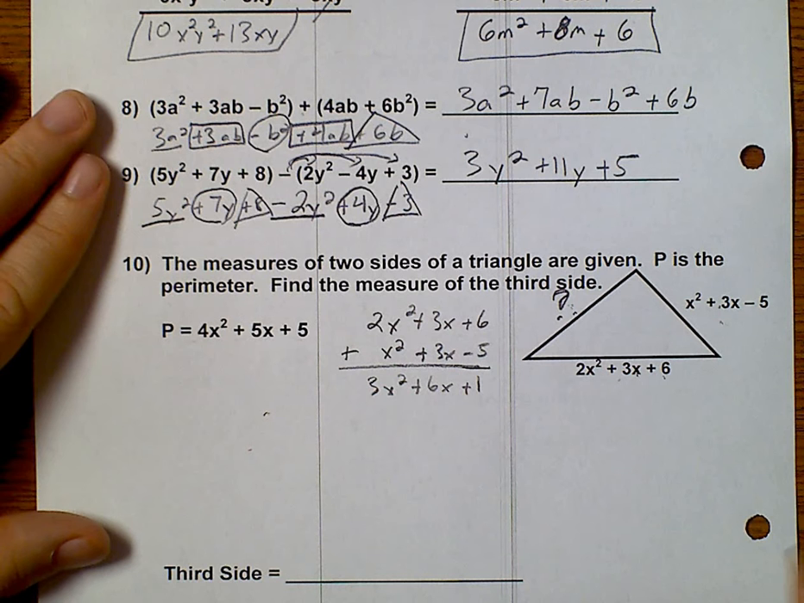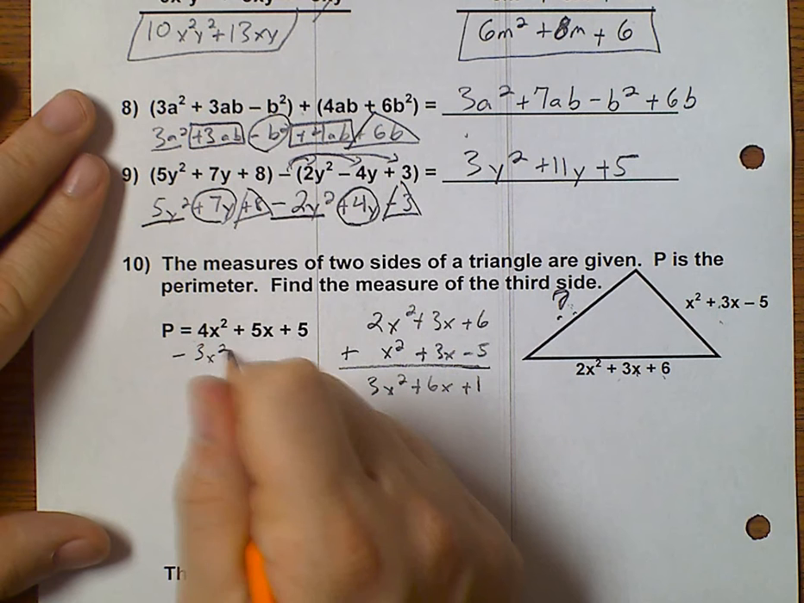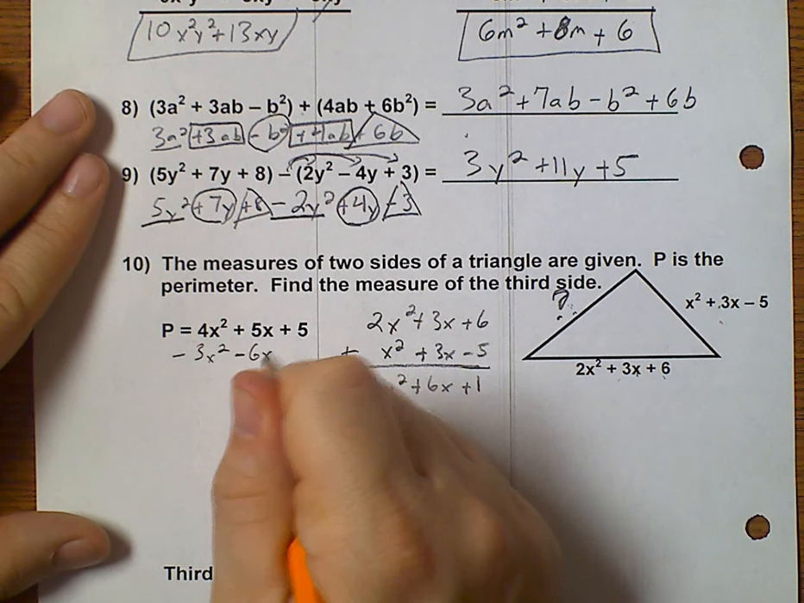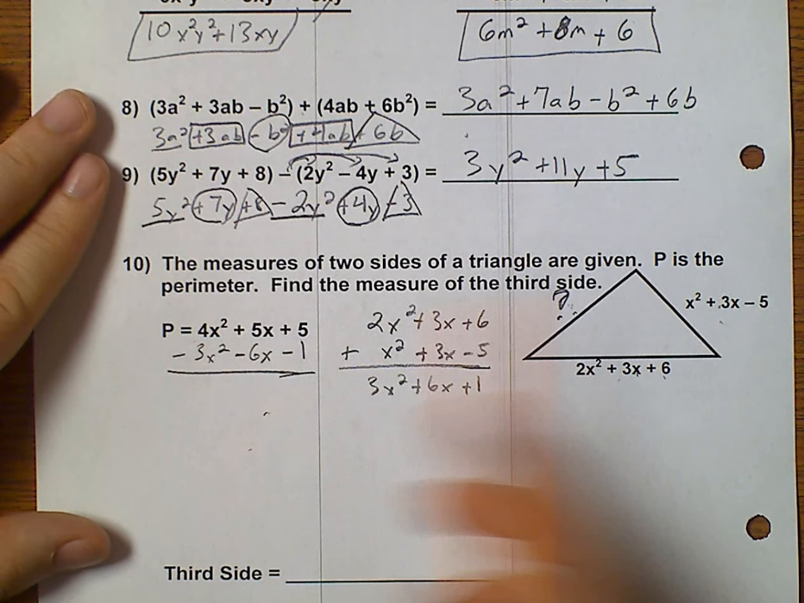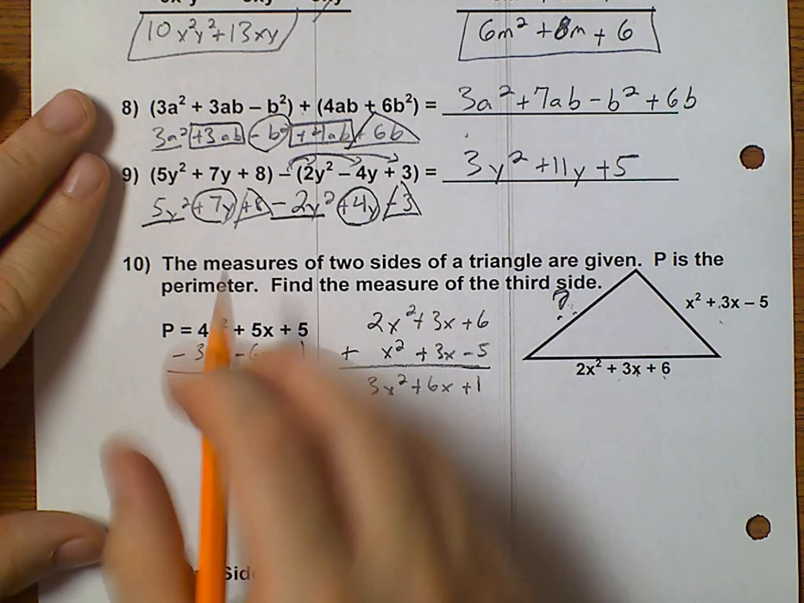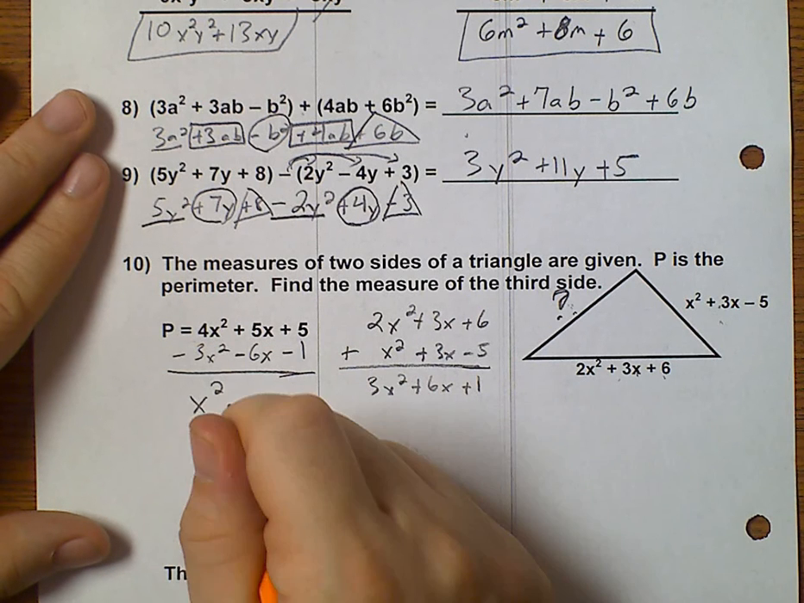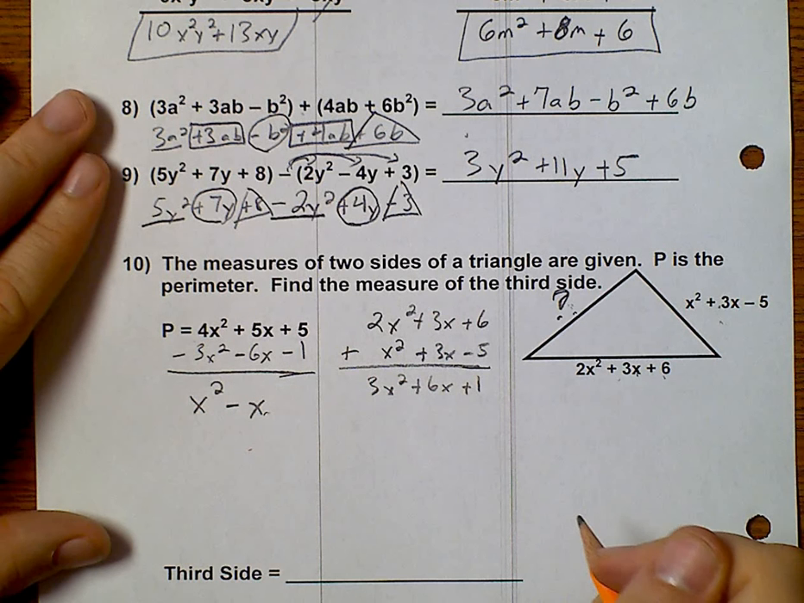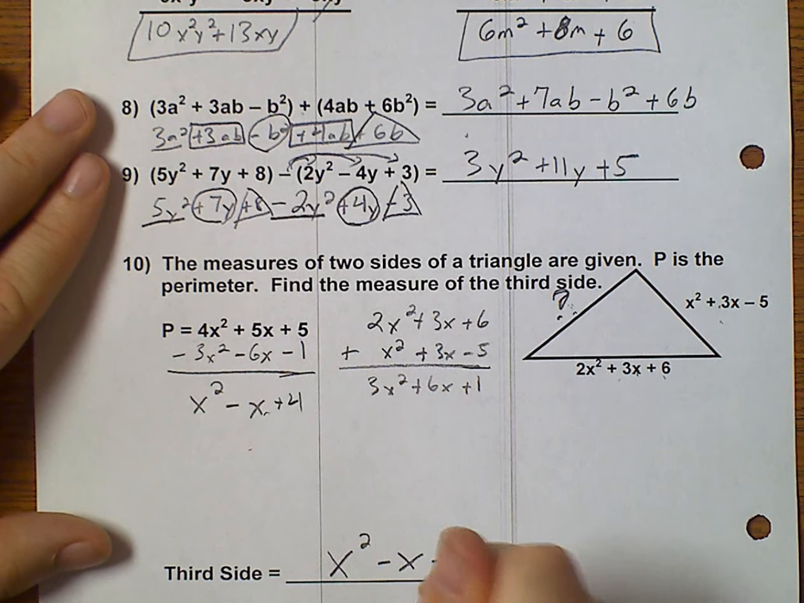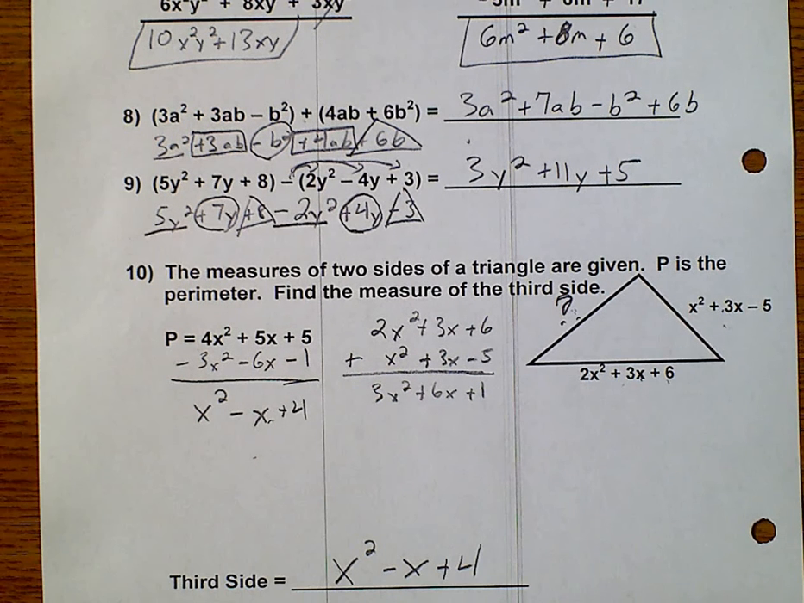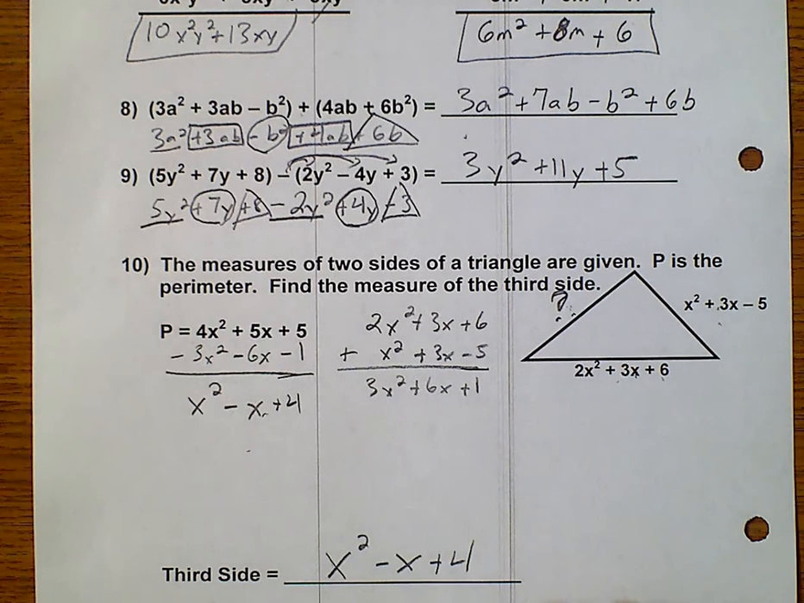And I'm going to subtract that from my perimeter. So minus 3x squared minus 6x and minus 1. I'm subtracting every term. So 4 minus 3 is just x squared. 5x minus 6x is a negative x. And 5 minus 1 is a plus 4. So this is x squared minus x plus 4. Let's go ahead and look at some more examples.